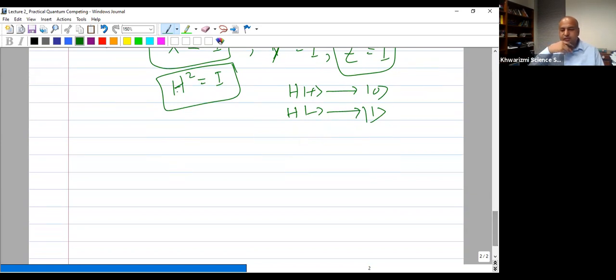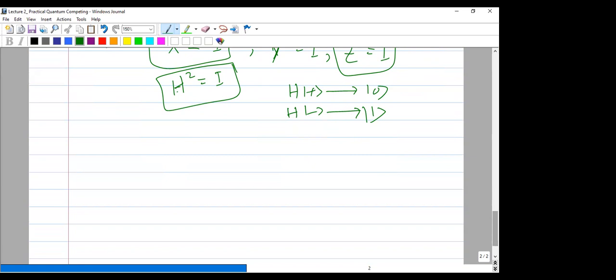Okay, so any questions regarding these gates? I'm extremely sorry for asking too many questions. I have a comment and a question. Can we say, as you said, that X squared, Y squared, Z squared, and H squared all correspond to identity? So can we say that the square of all the unitary matrices always gives identity? Can we say that?